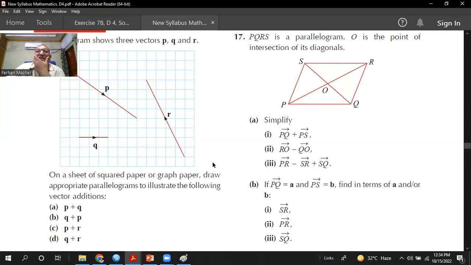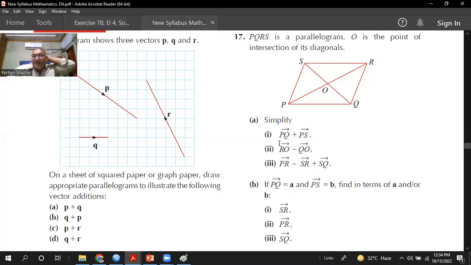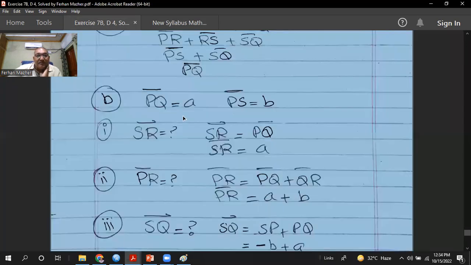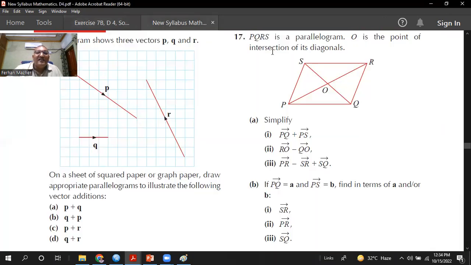Okay, then he says PR. PR is the sum of A and B. This is the parallelogram law. Or you can also come with the bypass. If you want to find PR, I can go from P to Q, Q to R. PR is equal to P to Q plus Q to R. P to Q is A and Q to R is equal to PS, and that will be B.